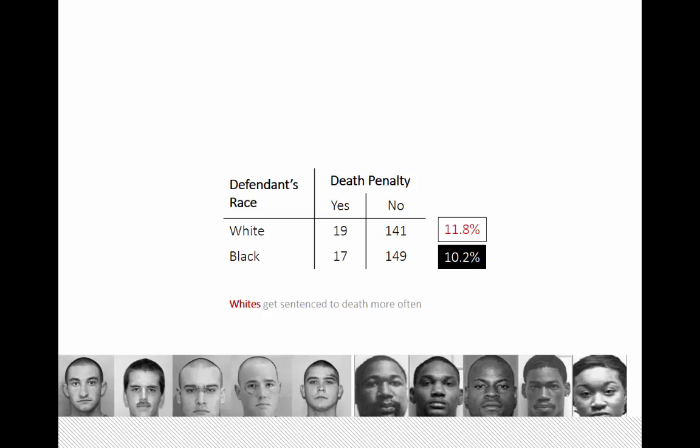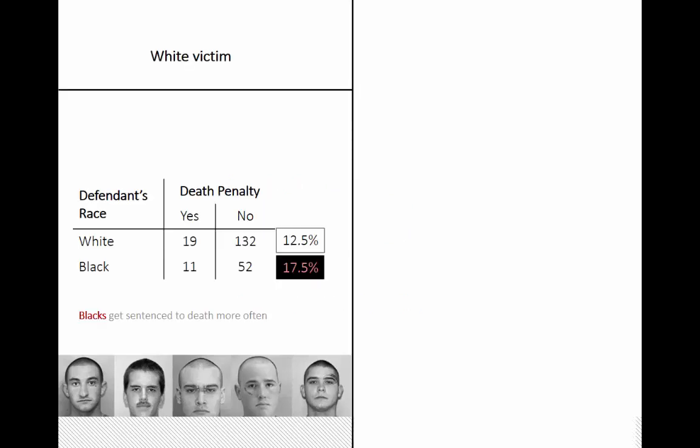Now I'm going to do something similar to what I just did before with the admission rates. Let's look at subgroups: not just at the defendant's race, but also at the victim's race. So these are the cases where the victim, the person who got murdered, was white. This is exactly the same data, but now only a subgroup, where the victim was white.